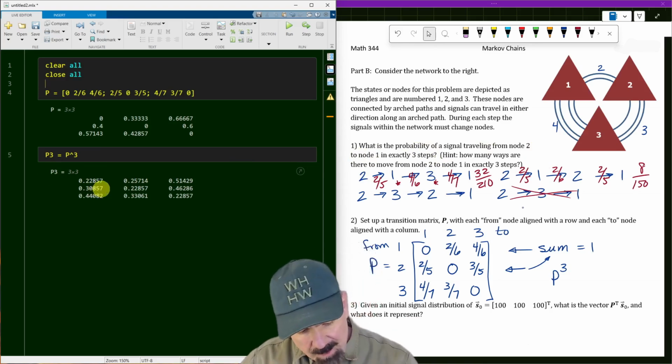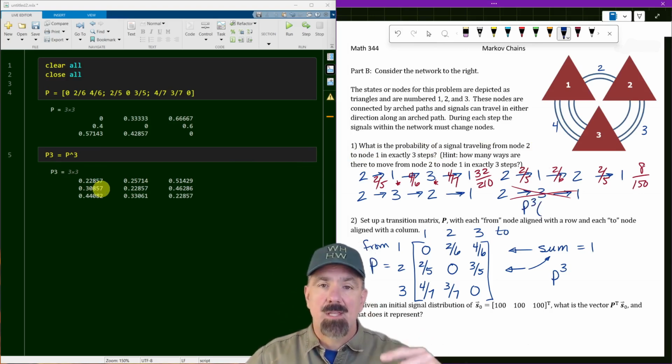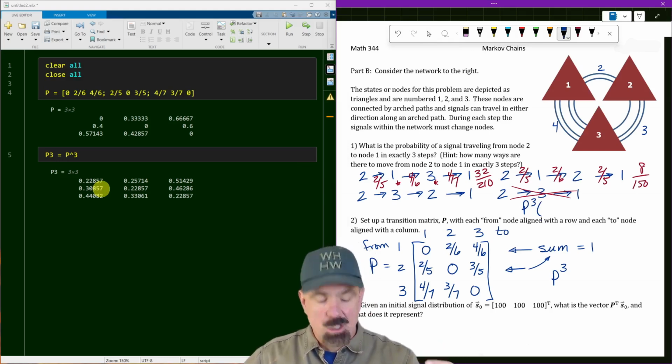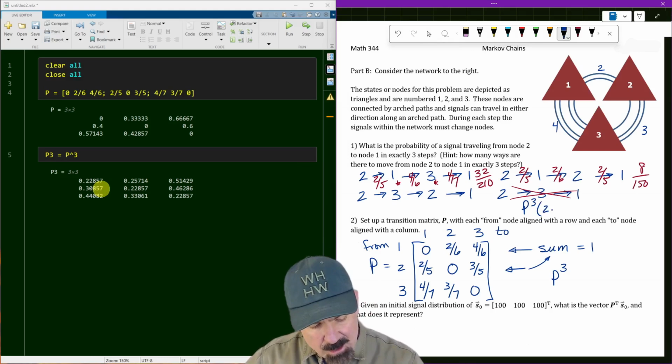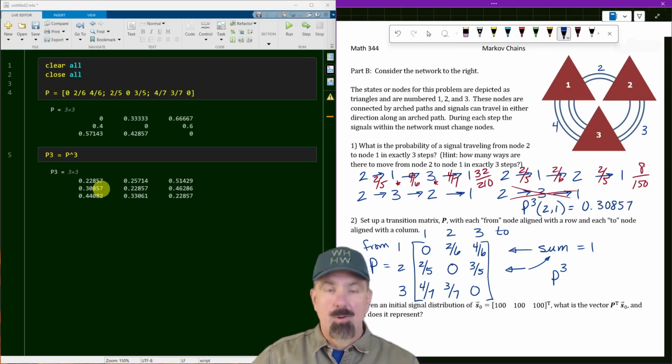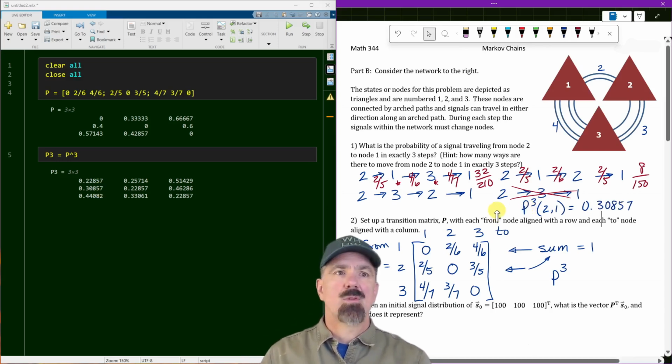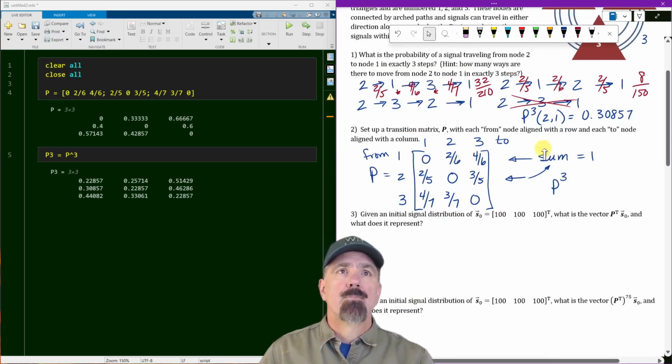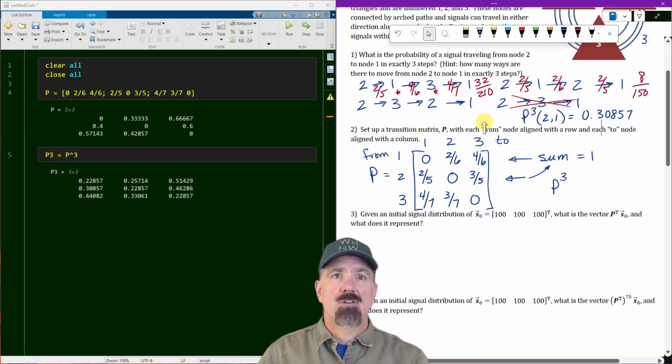So the probability cubed, right? This is the transition matrix. In this case, it's a Markov matrix. Cubed at 2, 1 is equal to 0.30857. That's the probability associated with that question. So those are kind of introductory ideas.